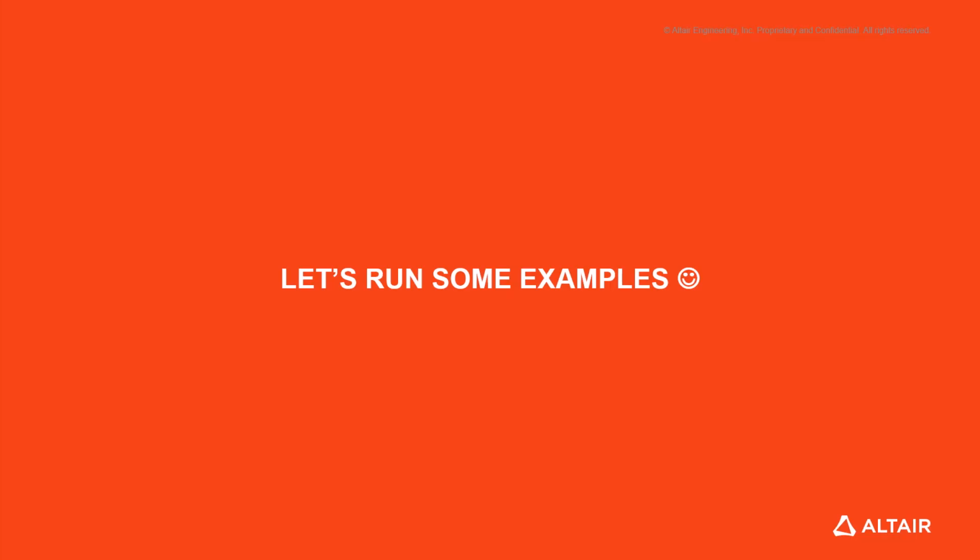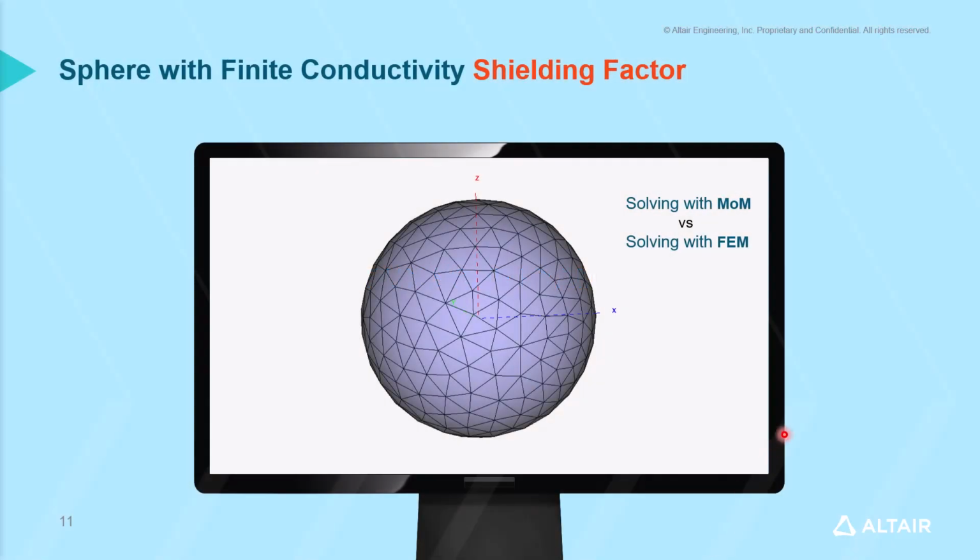Let's run some examples now in which we will model the finite conductivity of a sphere. It's going to be a simple example where we will try to set a metal to the sphere with a specific thickness and to solve with both the method of moments and then run again for the finite elements method and to compare the results.